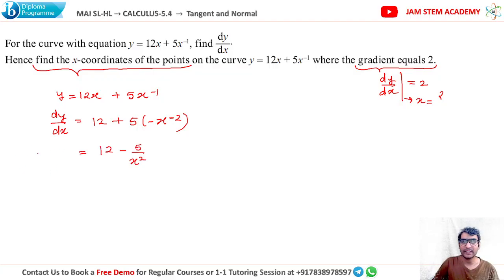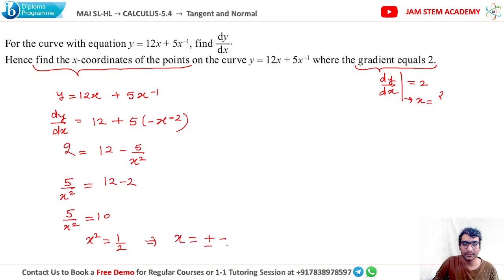Now, according to the question, the value must be equal to 2. So put this equal to 2 and solve for the value of x from here. Simplified, we get 5 by x squared equals 12 minus 2, which gives me 5 by x squared is equal to 10. And now x squared is equal to half, which gives me x equals plus and minus square root of 1 by 2. So these are the values of x.